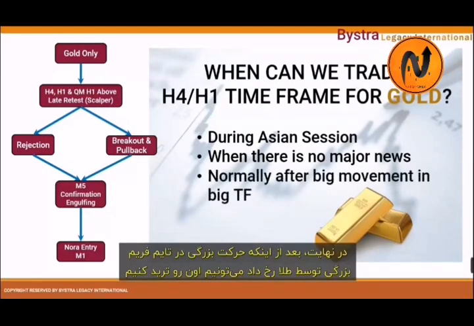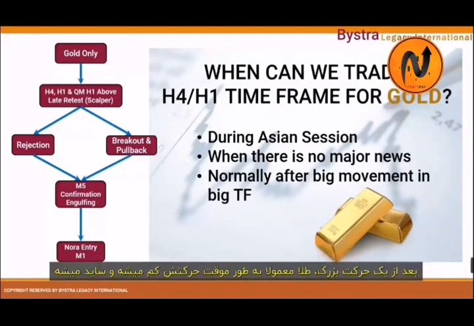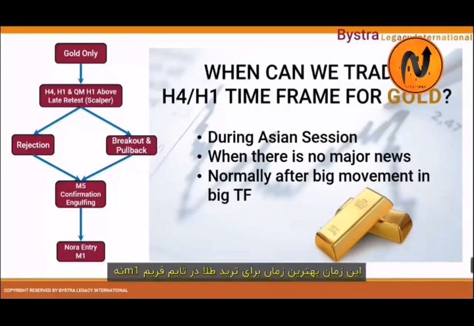Lastly, we can trade gold normally after there is a big movement in the big time frame. After a big movement has happened, gold will normally stay sideways temporarily. During those sideways periods is the best time to trade gold in the M1 time frame.